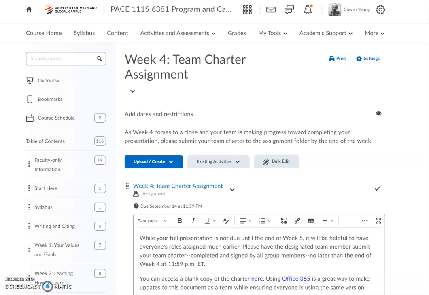One of the items that we're going to focus on for week number 4 is your team charter assignment. And what do we mean by team charter assignment? So at the end of week number 5, there is a group project that is due focusing on managing distractions.